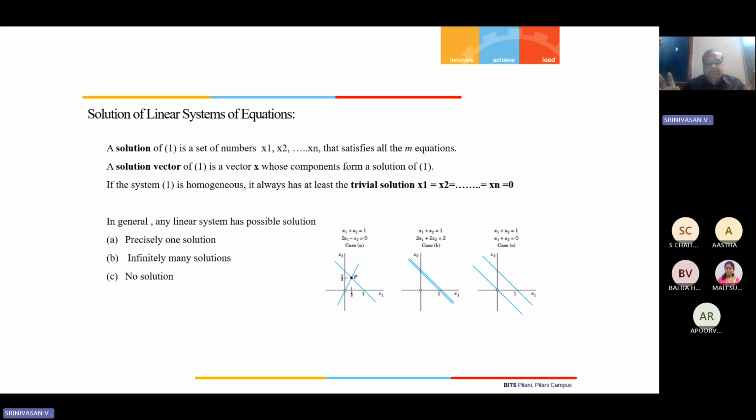Are you able to follow this? Chaitanya? Yes, sir. Hello? Yes, clear?